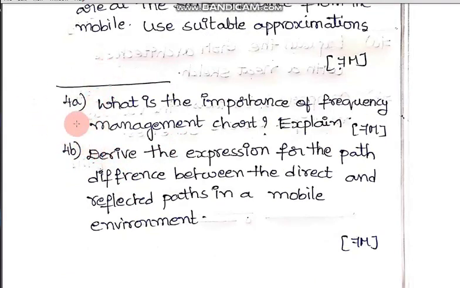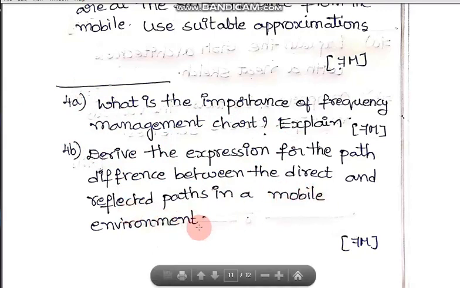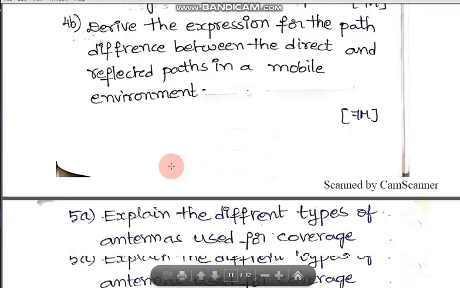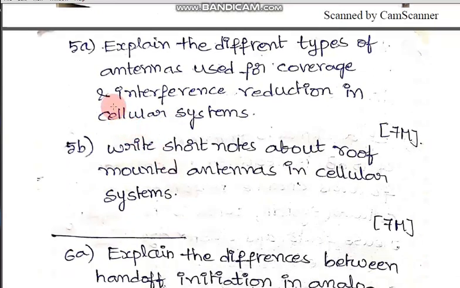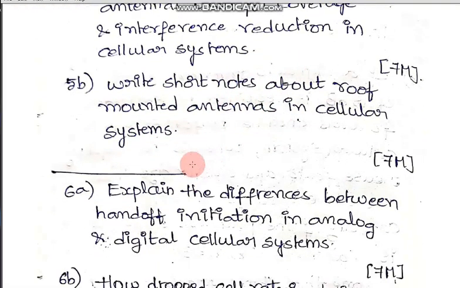And coming to the third chapter, what is the importance of frequency management chart? Explain, and derive the expression for the path difference between direct and reflected paths in a mobile environment. And coming to the fourth chapter, explain the different types of antennas used for coverage and interference reduction in cellular systems for 7 marks. And the next question is: write short notes about roof mounted antennas in cellular systems. So this is covered when we learned about types of antennas, for 7 marks.